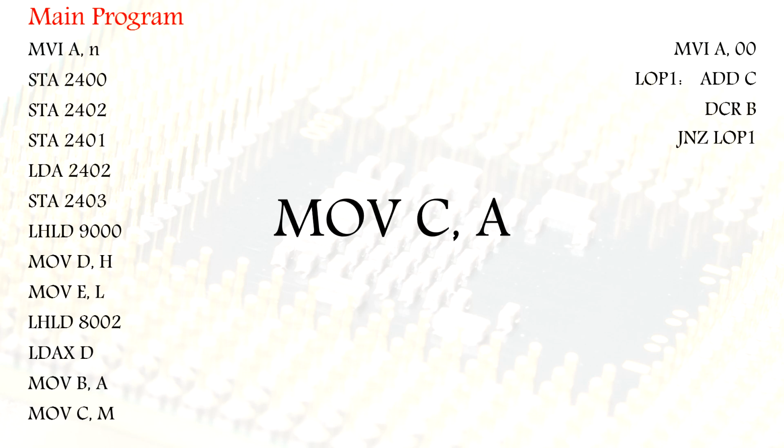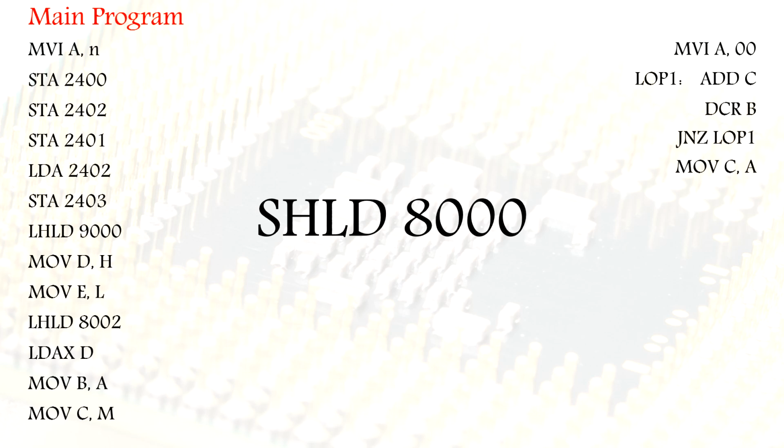Once this is done, the content is stored in the accumulator. We are now saving it in the C register. SHLD 8000. If you remember, at 8000 and 8001 the same is already available in the HL register pair, so we are sending that back to 8000 and 8001. Using this instruction, we are saving the contents of HL register pair at 8000 and 8001. The contents of L will be stored at 8000, and the contents of H will be stored at 8001.